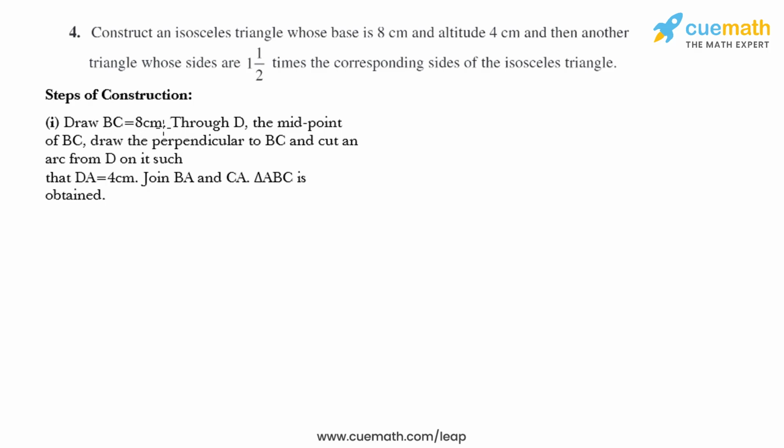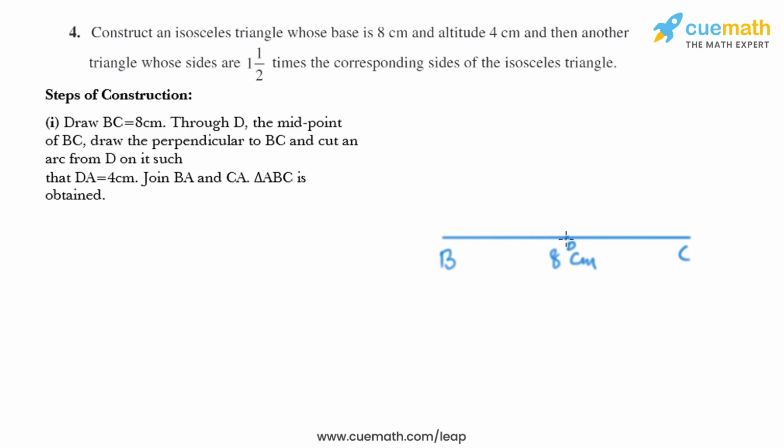Draw BC equal 8 cm. Through D, the midpoint of BC, draw the perpendicular to BC and cut an arc from D on it such that DA equal 4 cm. Join BA and CA. Triangle ABC is obtained. So let's draw BC that equals 8 cm. So this is BC and it measures 8 cm.